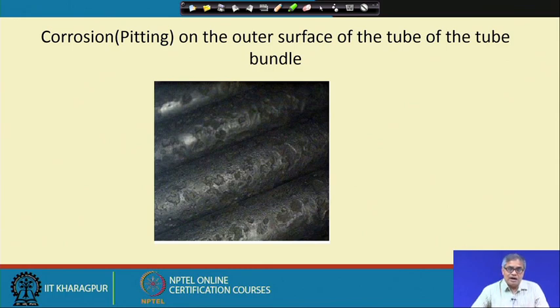Then there are other things due to fouling. Fouling gives rise to corrosion, and in a big heat exchanger, when there is fluid flow, there could be vibration. Due to vibration, material may fall apart. The material has already become weak due to corrosion, and the surface may lose material.